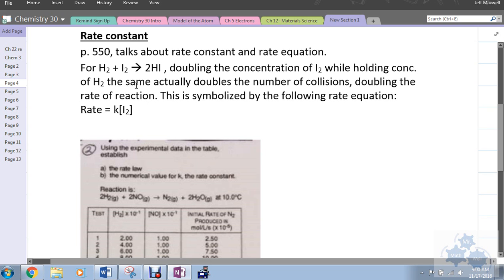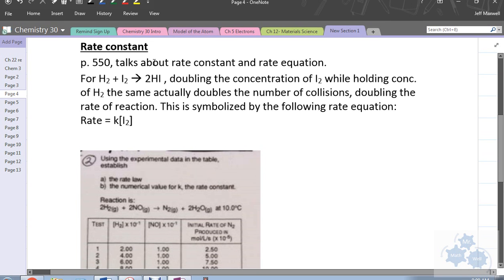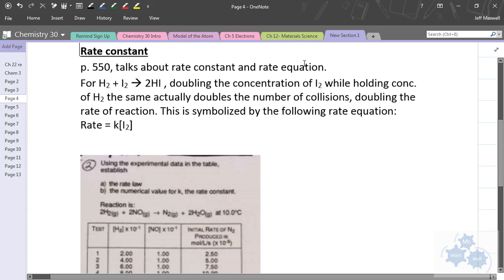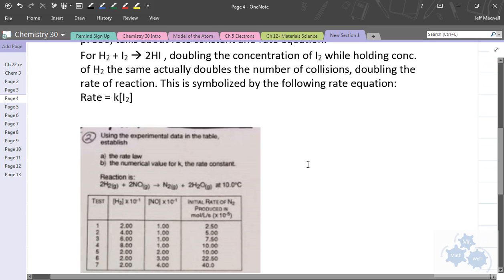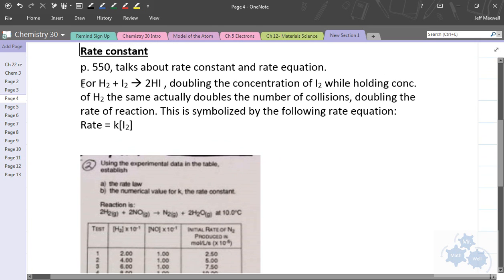If you look on page 550, it's where it starts to talk about reaction rate, a rate constant, and a rate equation. So that's what we're going to take a look at here today. The example is hydrogen and iodine reacting to form hydrogen iodide. And of course the balanced equation would be 1 to 1 to 2.